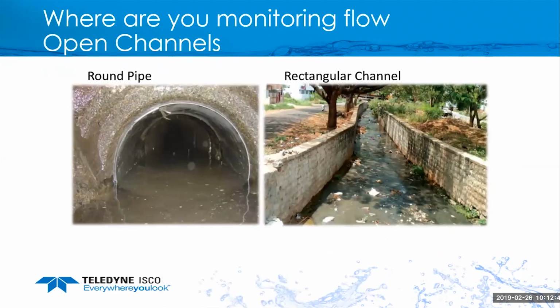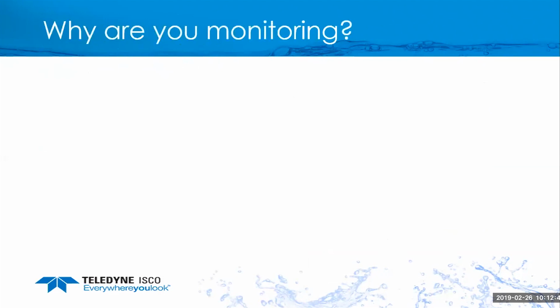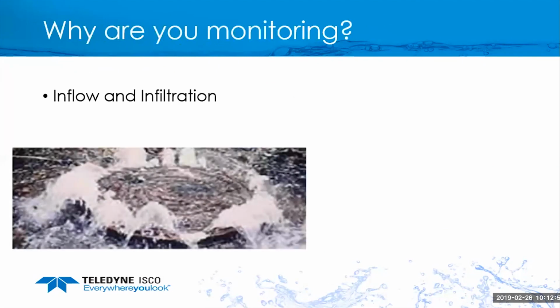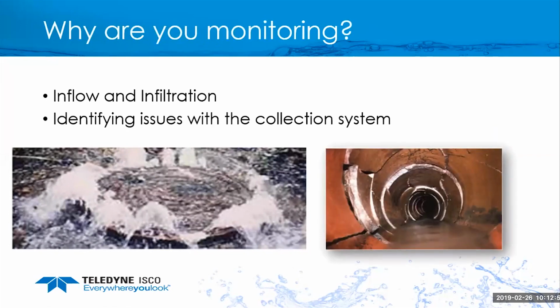So where are we monitoring? We're going to monitor in round pipes or rectangular channels, or with the weirs or flume. And why are we monitoring? We want to determine if we're getting inflow or infiltration into your flow system, and you want to identify problems in your collection system, such as cracked pipes, which may be one of the sources of your infiltration.